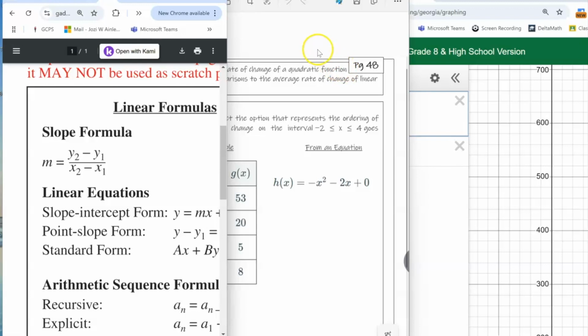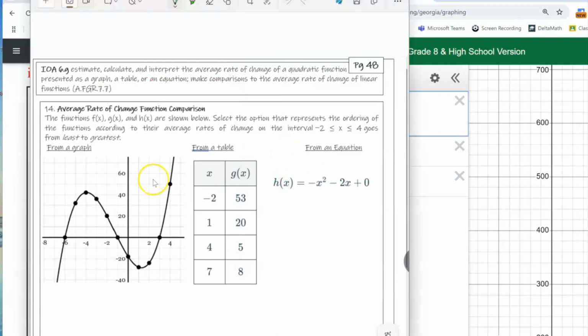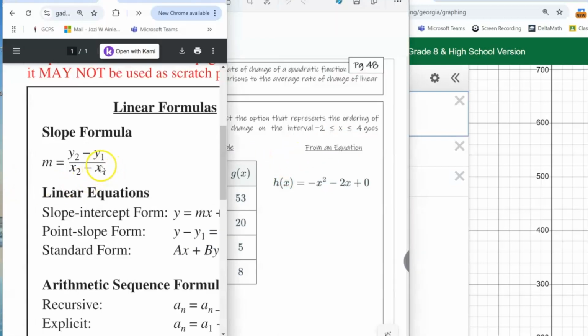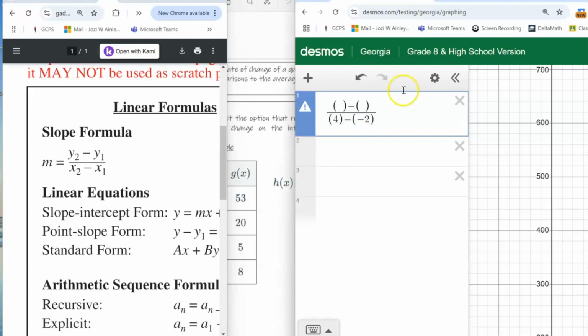So you must make sure you keep that order. So the second one goes first. So 4 goes first. So I'm going to put 4 right there. And then on the next one, the first one goes first. So I'm going to put -2. And please make sure to type in exactly what it says.